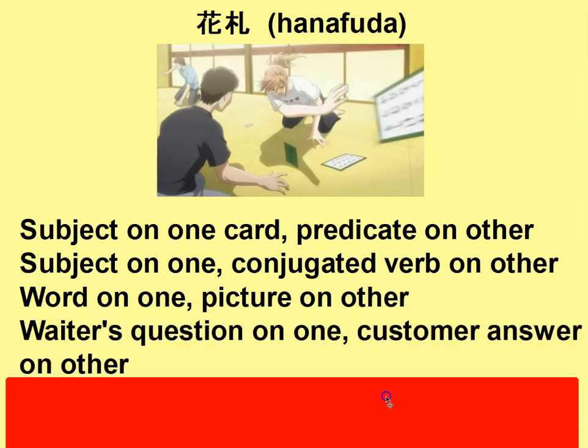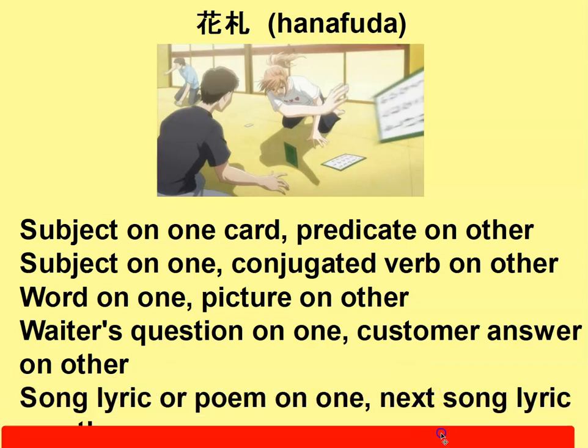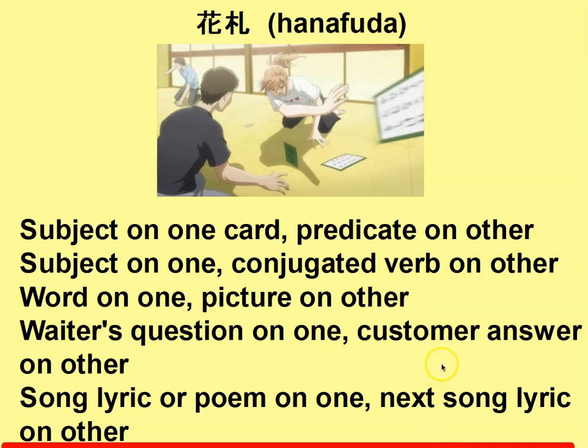You can have, this is what I like to do, like a conversation. So like a waiter's question on one card and the customer answer on the other, or the salesman at a store on one card and the customer trying to buy electronics on the other, or the boss on one side and the employee on the other, whatever you want to do. And then to make it more like Hanafuda, we could have a song lyric or a poem on one and the next song lyric on the other.